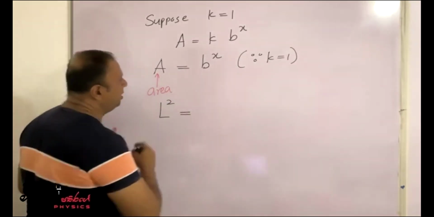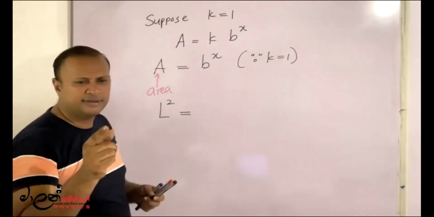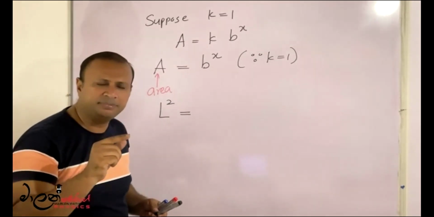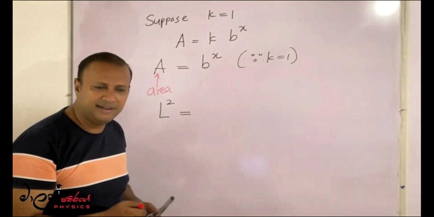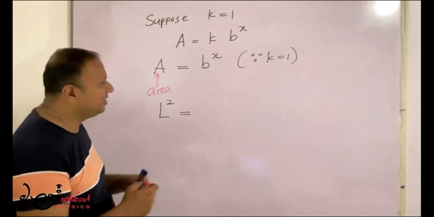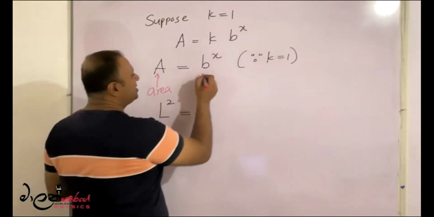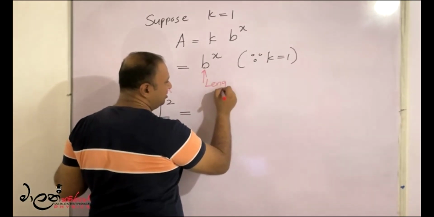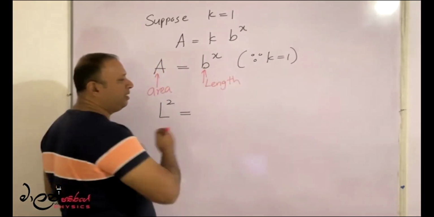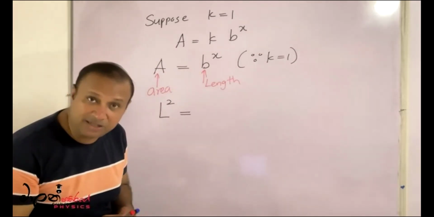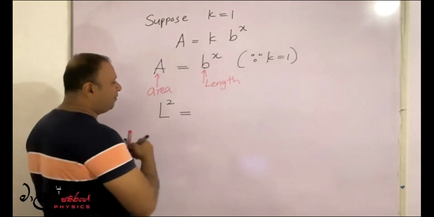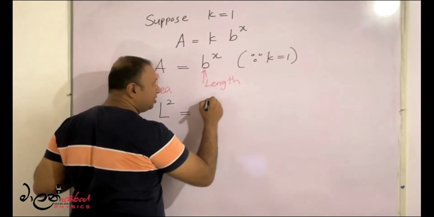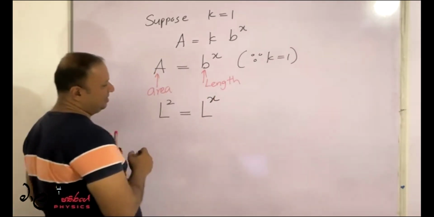Is equal to B. What is B? Yes, it is a length. B is a length. Length means the dimension is equal to L. Therefore, this is L to the power X.